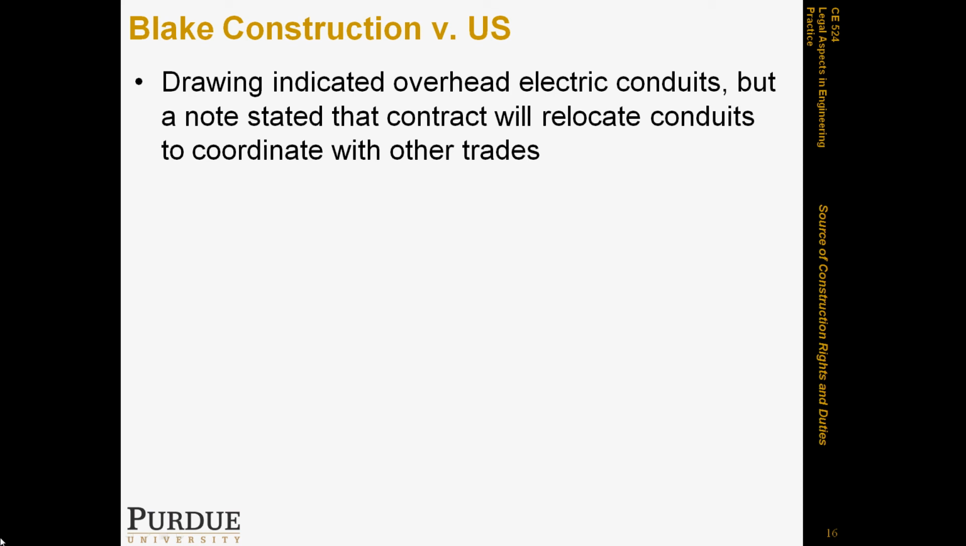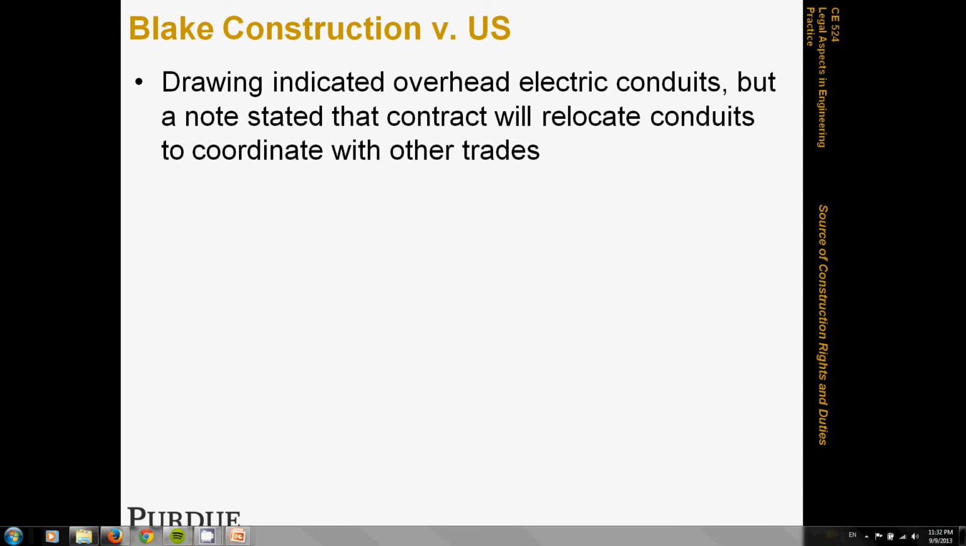So if you have congestion in the overhead area, for example interferences with pipes or with other mechanical trades, such as people doing duct work, the contractor is allowed to relocate the conduits so as to allow for the other trades and minimize the conflict. When the contractor saw that, they thought they had full leverage, and decided to go ahead and put the conduits underground instead of overhead.